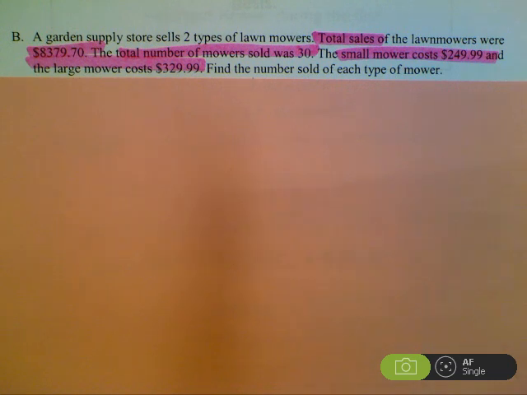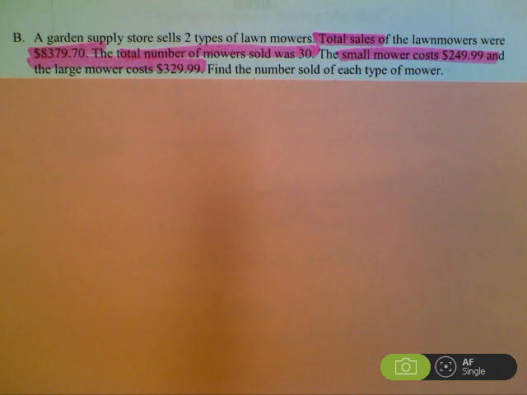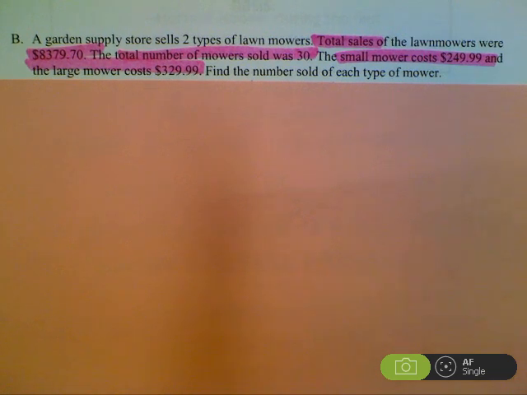This question asks about the two lawnmowers. A garden supply store sells two types of lawnmowers. Total sales of the lawnmowers were $8,379.70. The total number of mowers sold was 30. The small mower cost $249.99 and the large mower cost $329.99. Find the number sold of each type of mower.